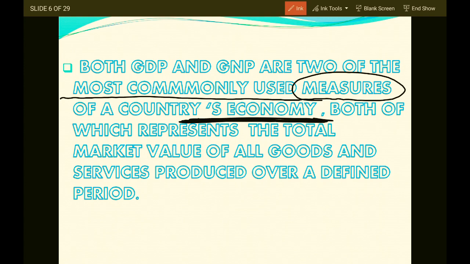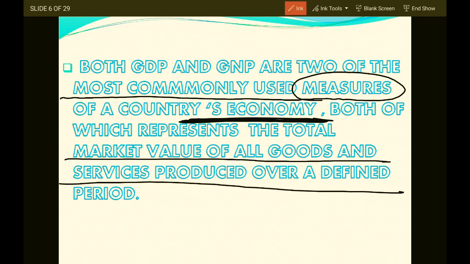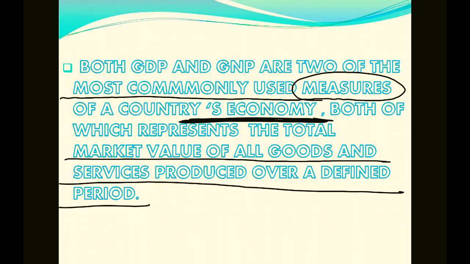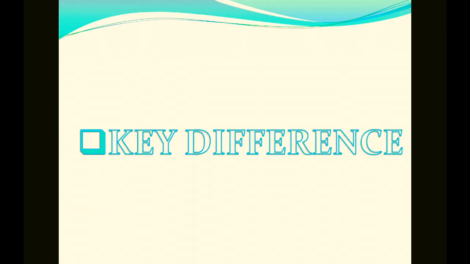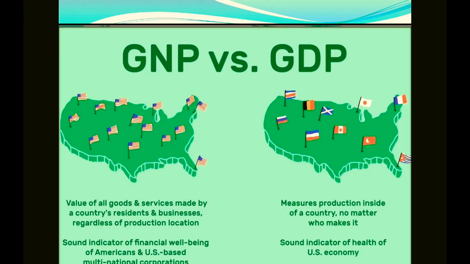Both of which represent the total value of all goods and services produced over a defined period. What is a defined period? Financial year. Now, key difference, what are the key differences? See, through this diagram you can easily understand the difference between GDP and GNP.